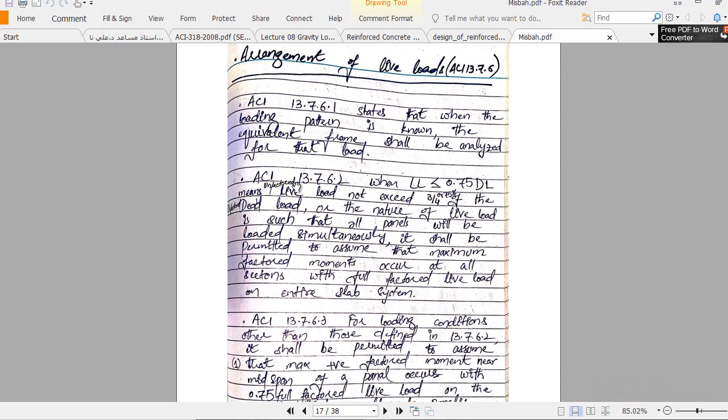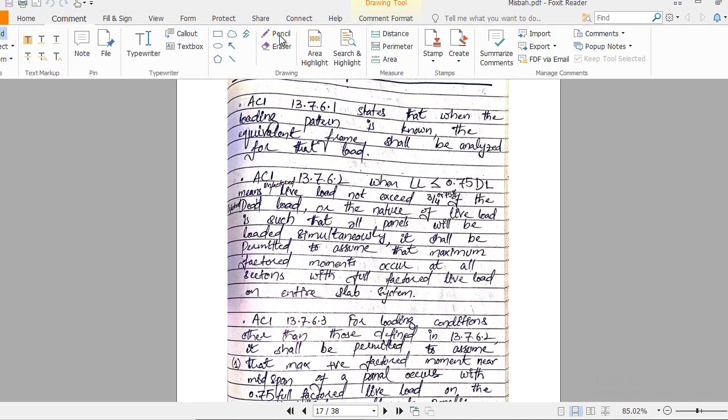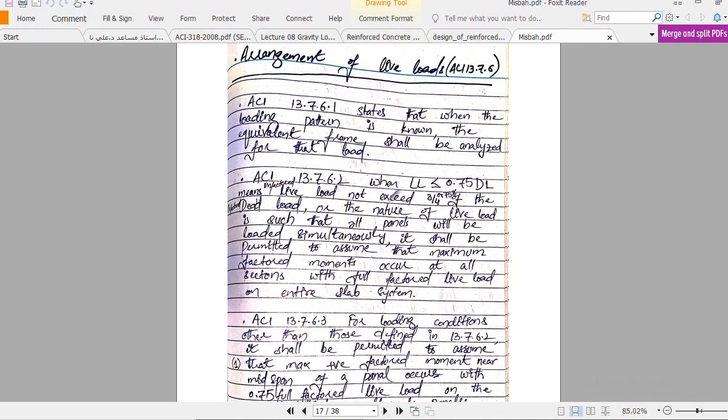Already explained it. Now it says in this section, when live load is less than 0.75 dead load, meaning the live load to dead load ratio is less than 0.75, remember, these are unfactored loads, the live load does not exceed 3/4 or 75% of the unfactored dead load, or the nature of the live load is such that all panels will be loaded simultaneously, it shall be permitted to assume that maximum factored moments occur at all sections with full factored live load on the entire slab system.